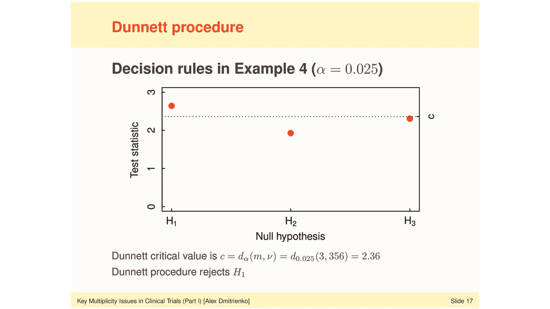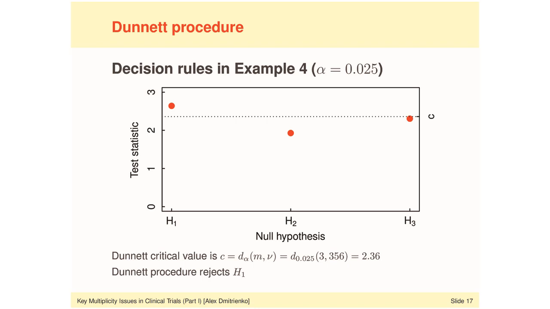And since the one-sided alpha here is set to 0.025, we can derive the critical value. This adjusted critical value for each individual test statistic in this multiplicity problem is 2.36. You see it at the bottom of the slide. And this critical value is represented by the horizontal dotted line.